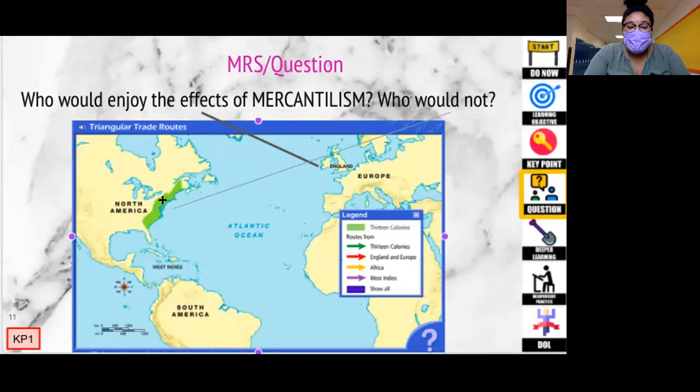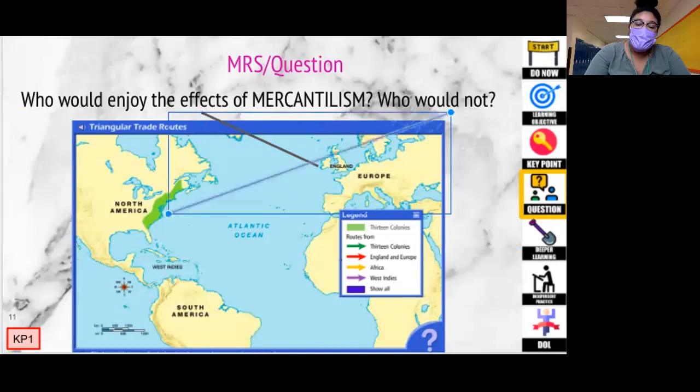The colonies would not enjoy mercantilism. They are doing all the heavy lifting, quite literally, and they are still not really making a profit. So the colonies do not enjoy mercantilism. Mercantilism also limits who the colonies can trade with.